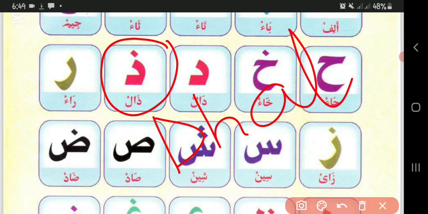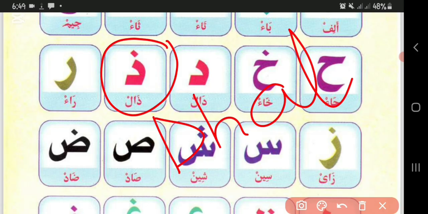How do we pronounce zal? The same way we pronounce the letter tha, by placing our upper teeth on our tongue. That is how we are going to pronounce zal.